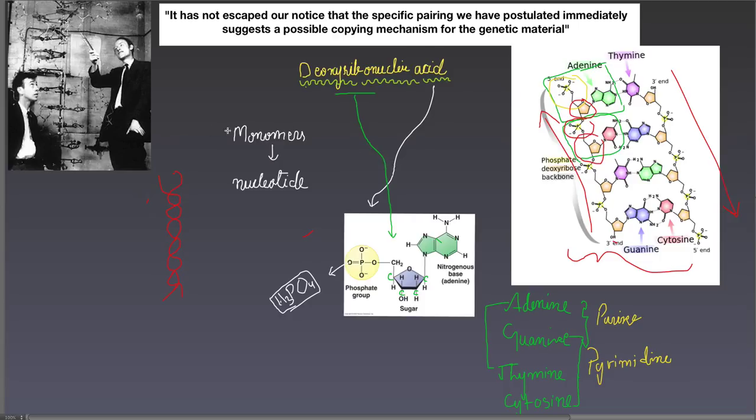Now, the double helix structure, let me write that down. The double helix structure of the DNA was given by Watson and Crick, who won the Nobel Prize in 1962 for that. So these two personalities right here won the Nobel Prize.